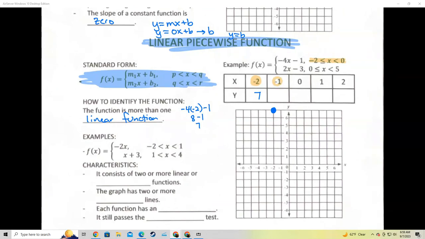I'm going to go ahead and highlight that in orange, which means the negative 1 I get to plug into the top right here. That's going to be negative 4 times negative 1 minus 1. That's a positive 4 minus 1, which is 3. Because it's still part of the same set, I'm going to be connecting this. So negative 2, negative 1, negative 1 comma 3. I'm going to put a dot right here.